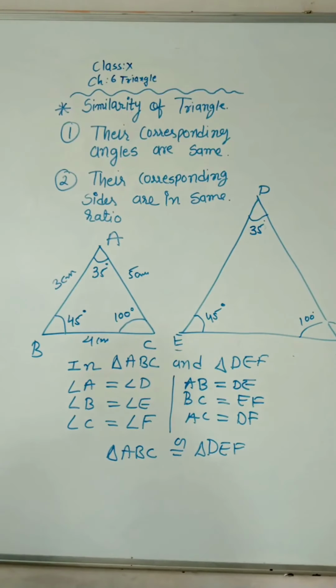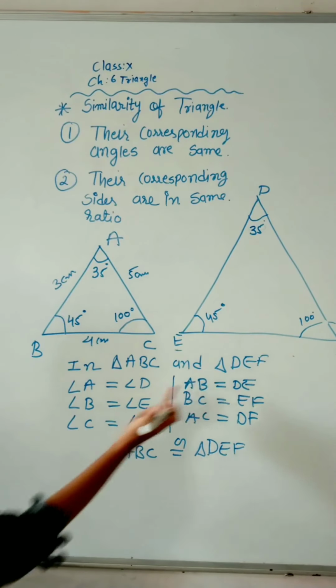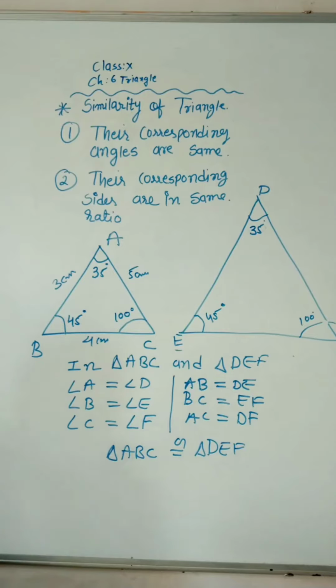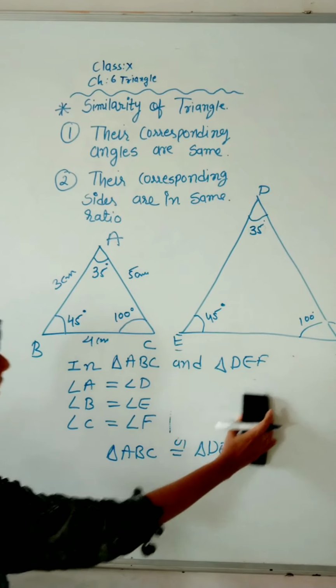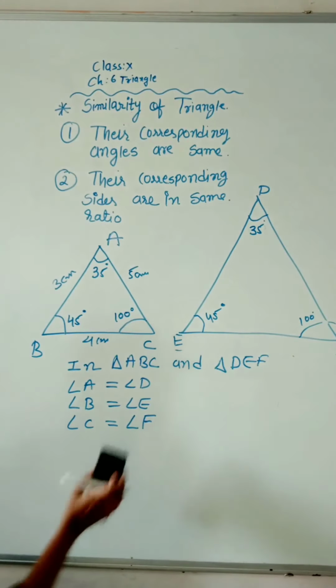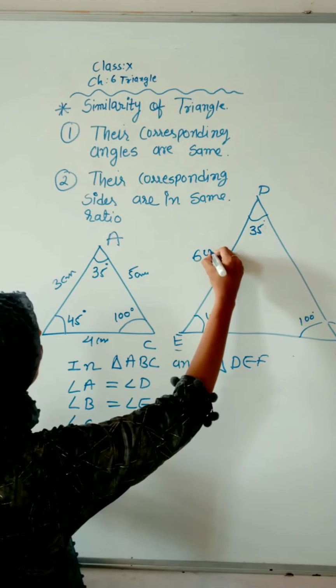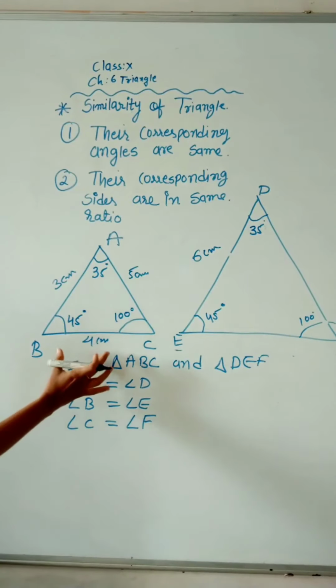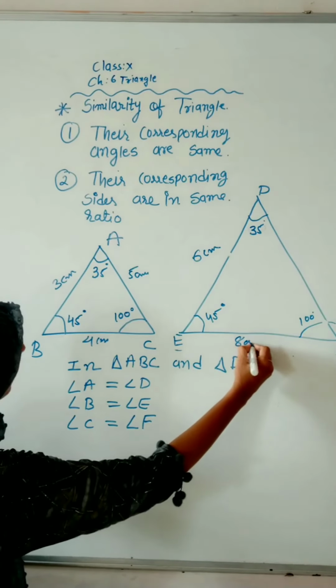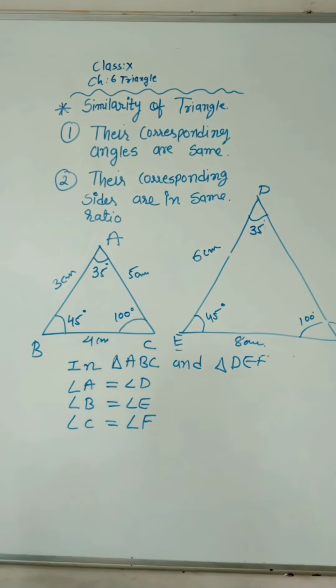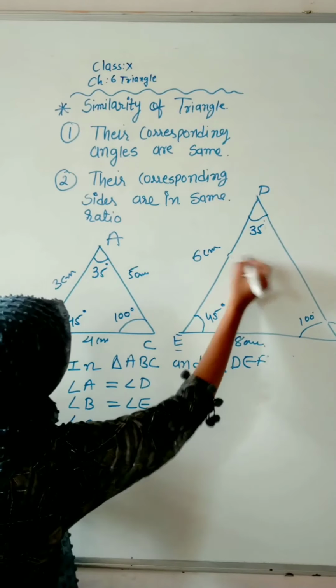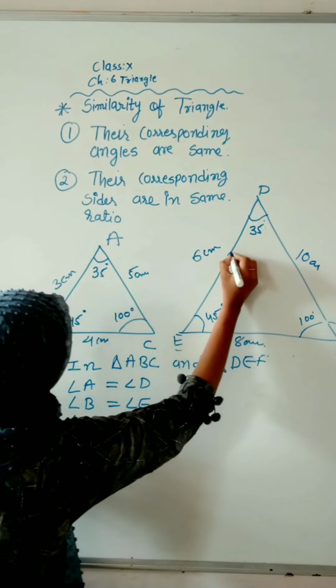So here we can write this in triangles ABC and DEF. These angles are the same. But here the second condition for similarity will be changed. Means if this one is 3 cm, this could be 6 cm. If it is 4 cm, this could be 8 cm. And if that is 5 cm, we can write it as 10 cm.